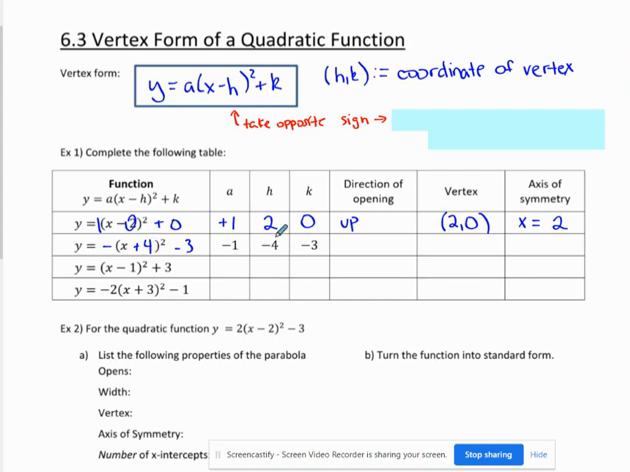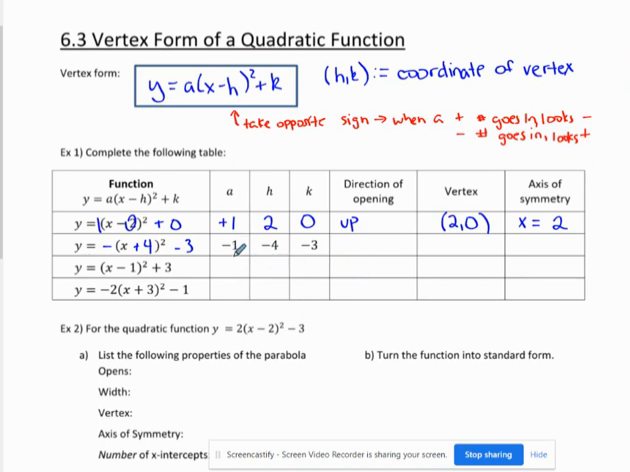So negative h values look like pluses, positive h values will look like a negative. When I put a positive 2 into this formula, it looks negative because there's a negative sign in the formula. So just remember that. When I put a positive in, it looks negative. When I put a negative in, it looks positive. So take the opposite sign.